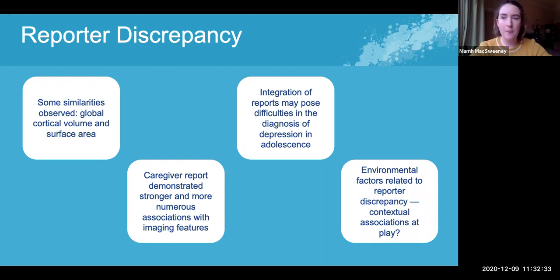And then one of the main takeaways from the findings on reported discrepancy is that, first of all, we see stronger associations between caregiver reports and adolescent depression. And on the other hand, we see that there are these environmental factors that are influencing the degree of discrepancy. So it may be that there are these contextual associations with things like sleep disturbance and family conflict that are actually driving the association that we see between caregiver reported depression and these brain structures. So this is something that we're going to look at further as a follow-on from this study.